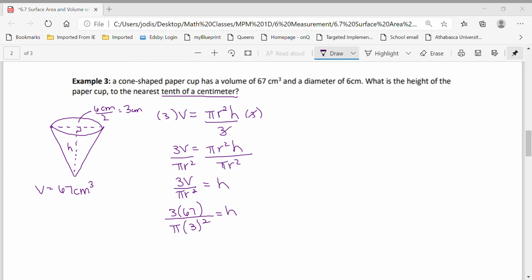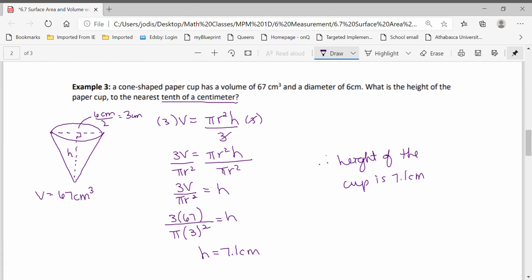All right, so if we do all this, again, we can do this in our calculator. We get the height is 7.1 centimeters. So therefore, height of the cup is 7.1 centimeters. All right.